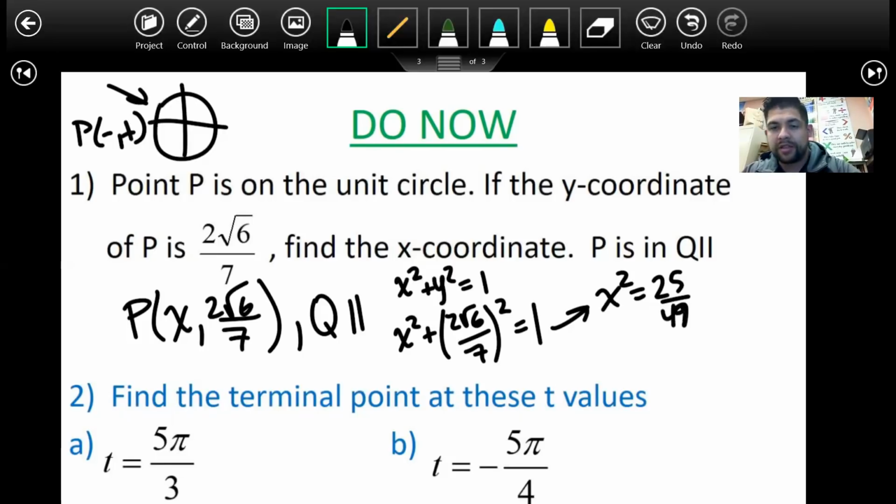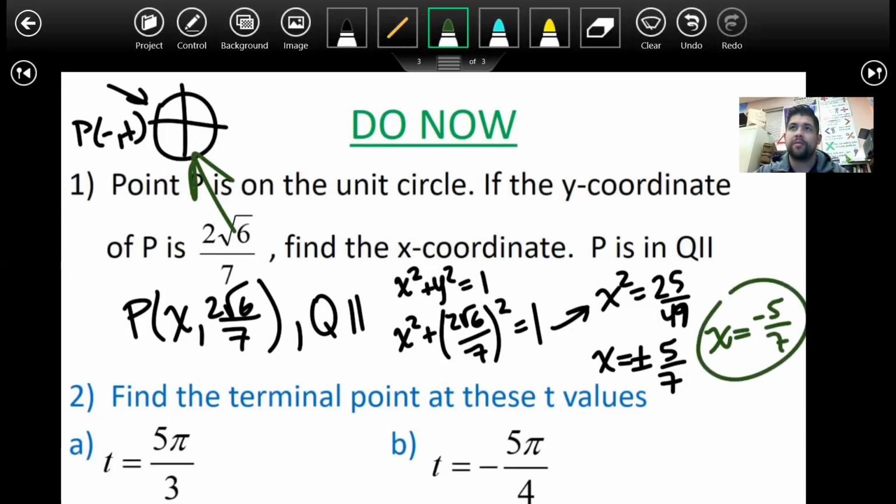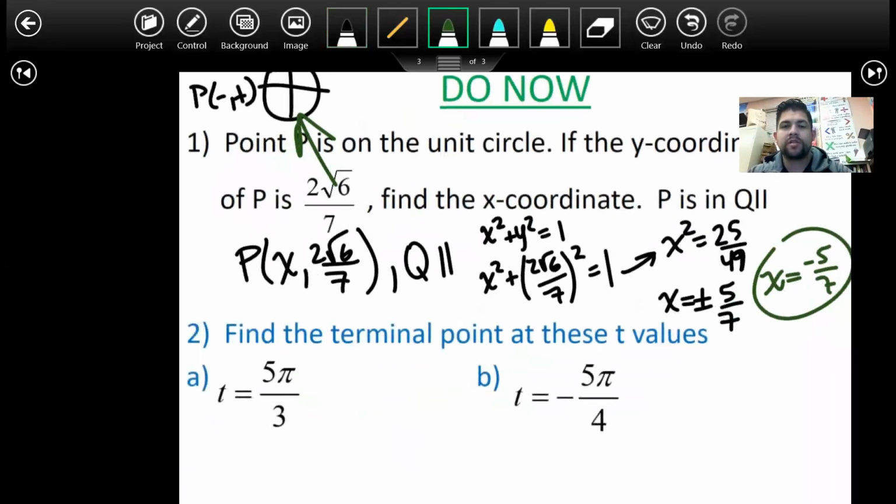Taking the square root, we get x is equal to plus or minus 5 over 7. But because we're in quadrant 2, we know the x value must be negative. So negative 5 over 7 is our first answer. This is a very typical problem you might see on the final or our half test. The bottom ones are fairly simple.